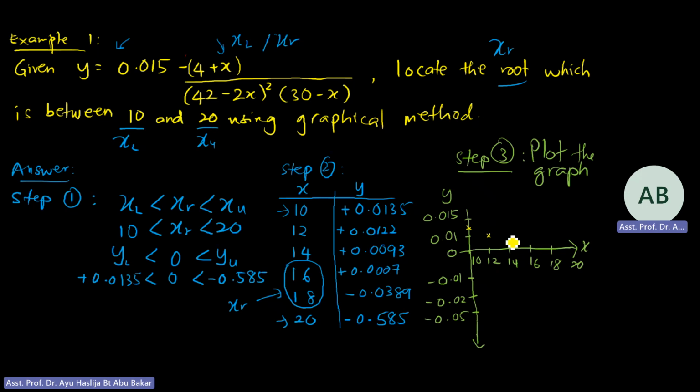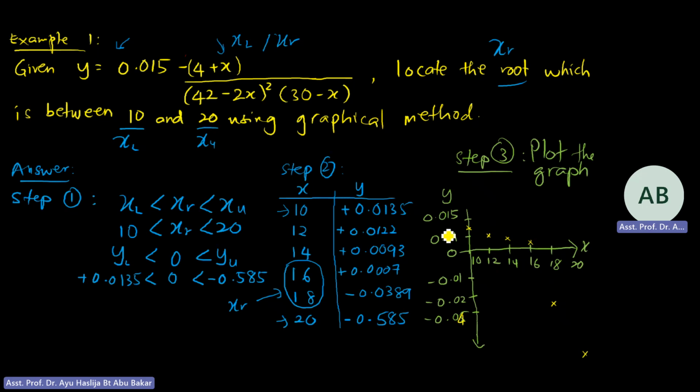14, something here. 16, over here. Okay, now 18, it moved to the negative side. 18, negative 0.03. Okay, somewhere here. 20 is way beyond.